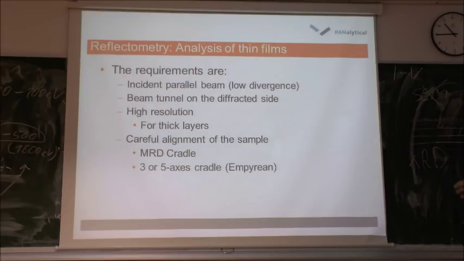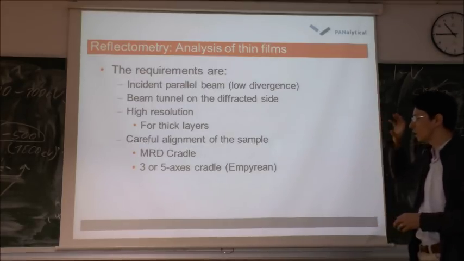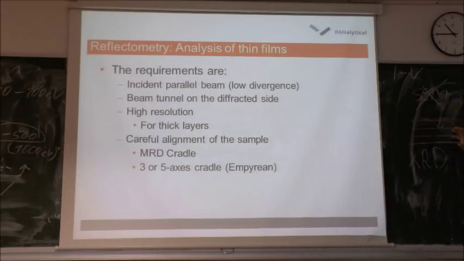But then you need to take care that you put the hybrid on the primary side, and on the diffracted side you need to put a triple axis monochromator. But what I'm trying to say here is that this technique is meant less for thick films, but more for very thin films, because you have very nice fringes. And it is very important that you align the sample very carefully, and this can be done on different cradles.